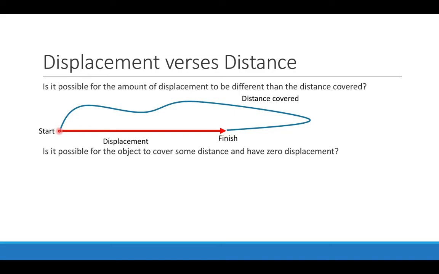Obviously, if you went along a straight line path and just walked from the start to the finish, then the displacement would be the same as the distance covered. Is it possible for the object to cover some distance and have zero displacement? And the answer to that question is also yes.